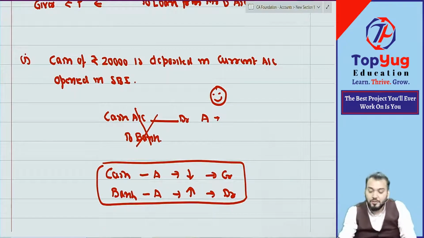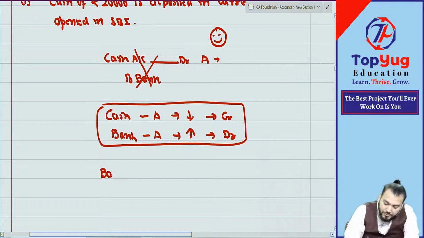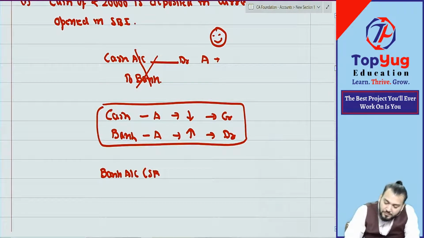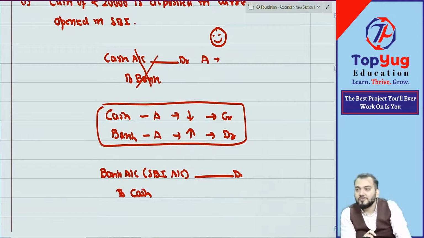Understood? So what journal entry are we doing? Bank account, you can also write SBI account, debit to cash. Which rules have we understood? Modern rules. Who will explain with golden rules?